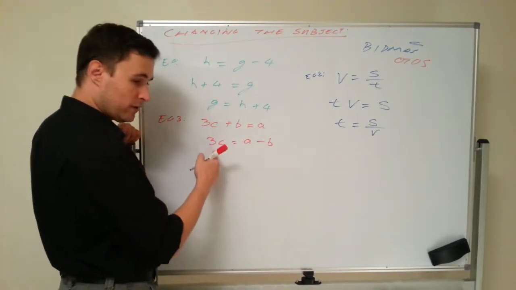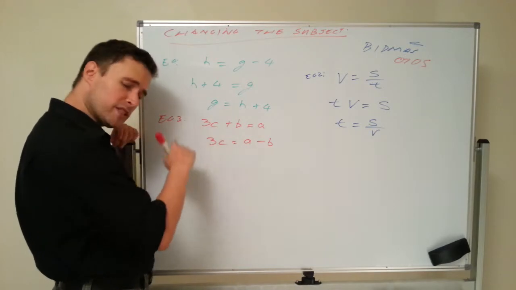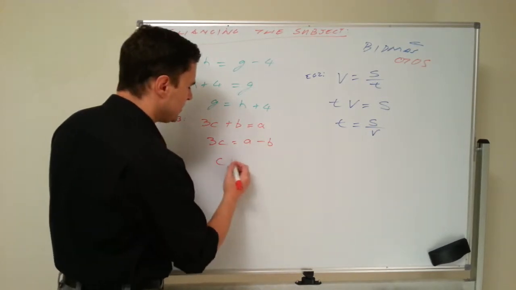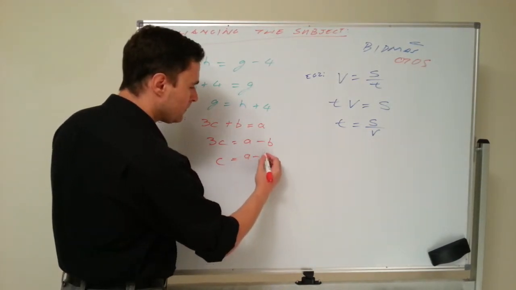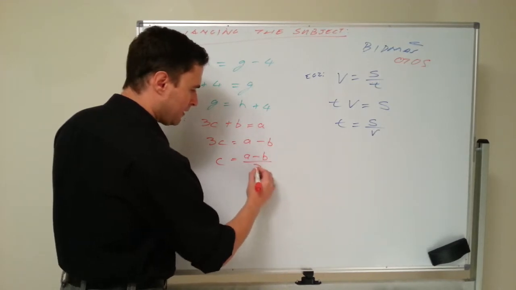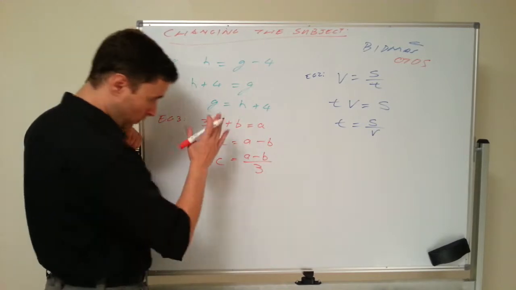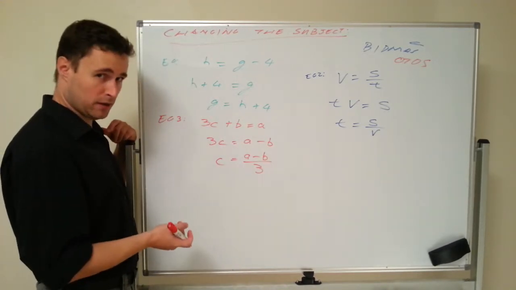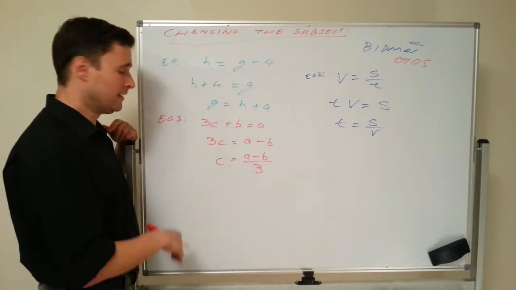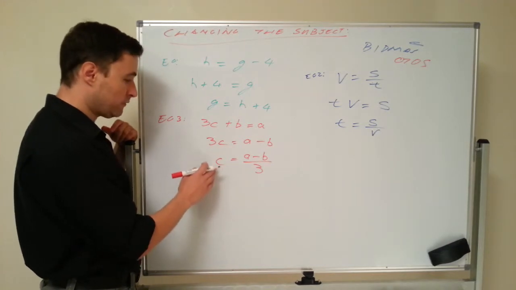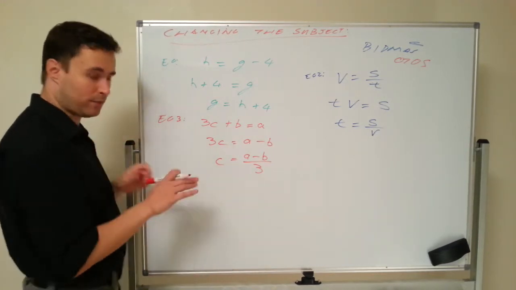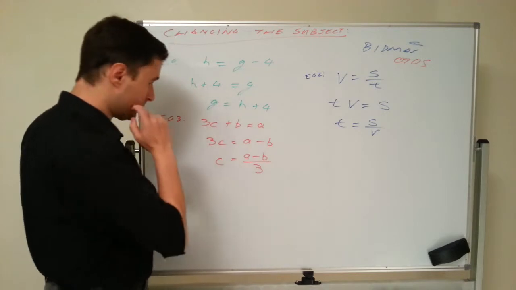Now to get rid of that 3, opposite of times by 3 is divided by 3. C equals the whole of the other side divided by 3. Not just a divided by 3, not just b divided by 3, the whole of the other side divided by 3. Are you with me? Fantastic. So that's now made C the subject of the formula. It's alone.